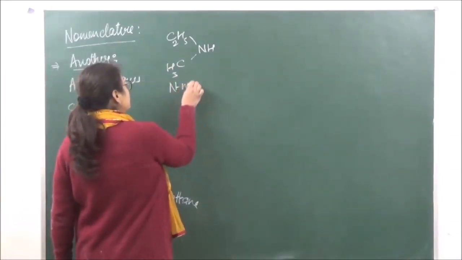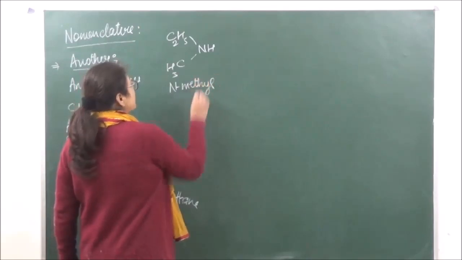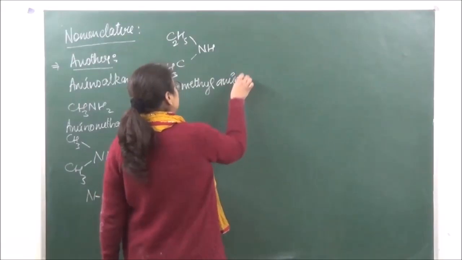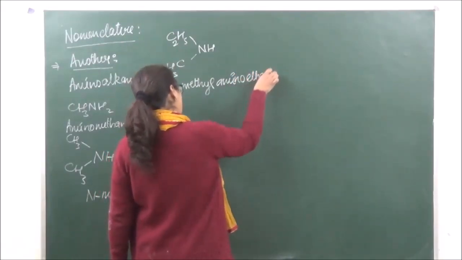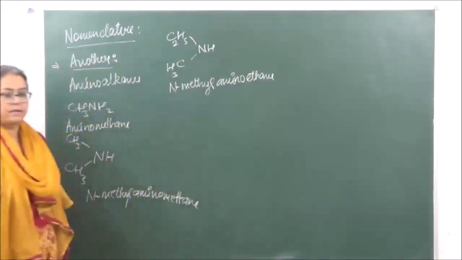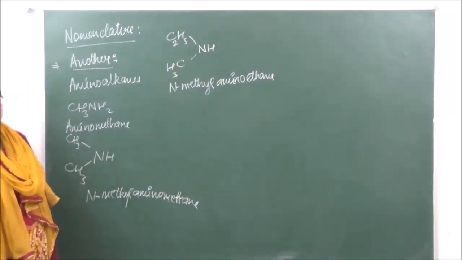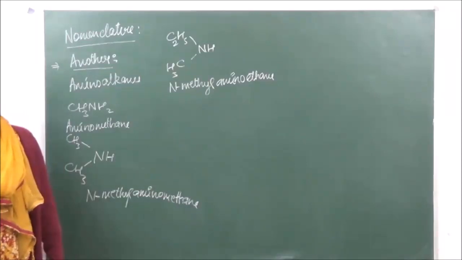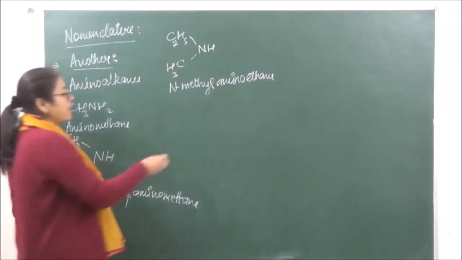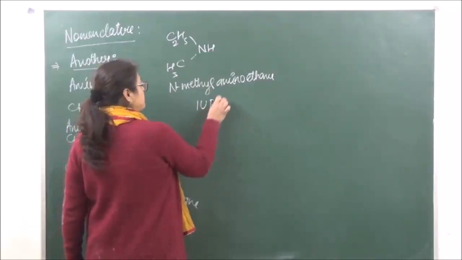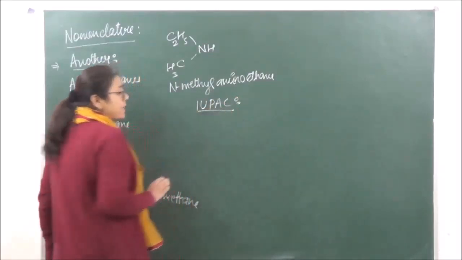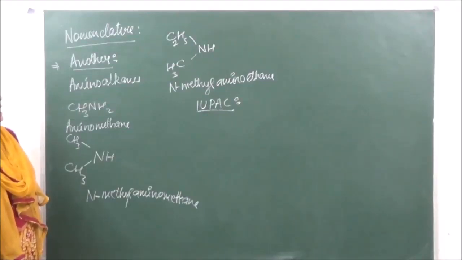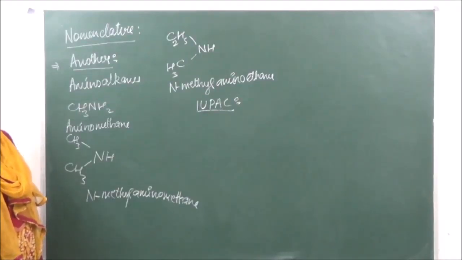N-methylaminoethane, okay. So this is how we are going to name it. Then the last system of nomenclature is the IUPAC system. In the IUPAC system, the amino group is taken as a substituent.